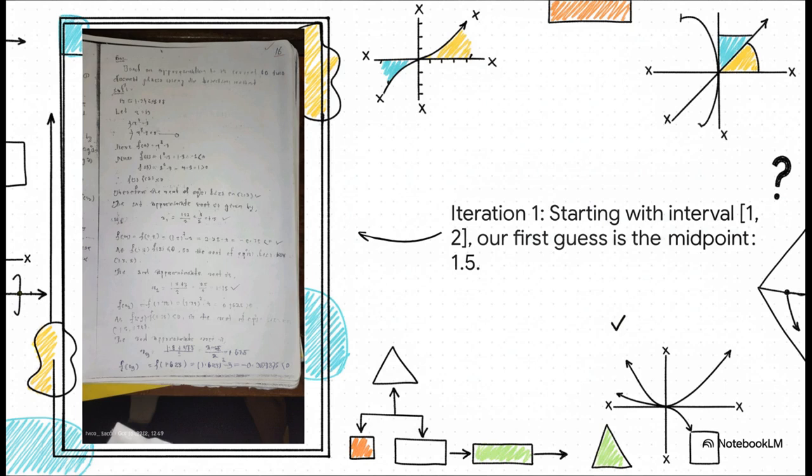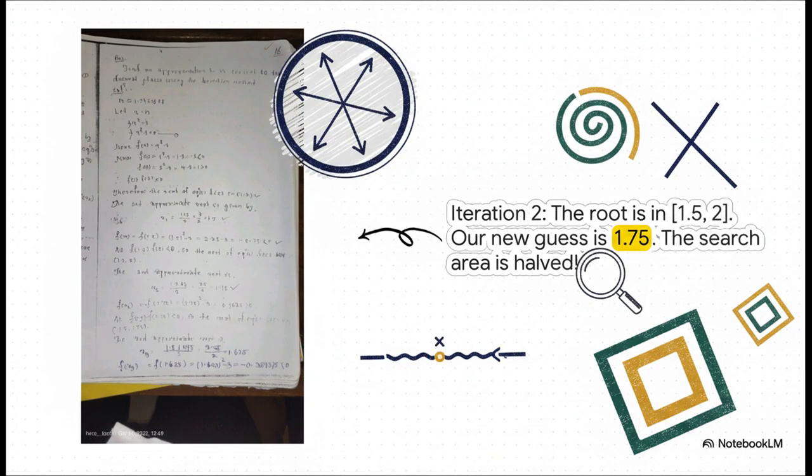Let's actually try this. We've got a root hiding somewhere between 1 and 2. So our first move, guess the midpoint, 1.5. Now we just plug that into our function to see if we've overshot or undershot our target. Okay, turns out the root is actually between 1.5 and 2, so we can just toss out that whole first half of our range. Our next guess is the new midpoint, 1.75. And just like that, our search area is half the size it was a second ago.